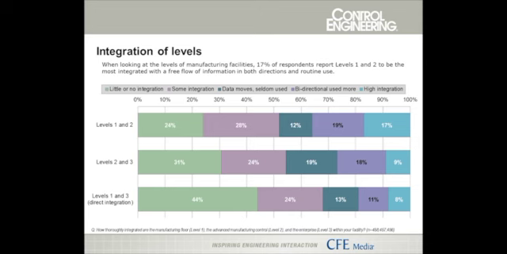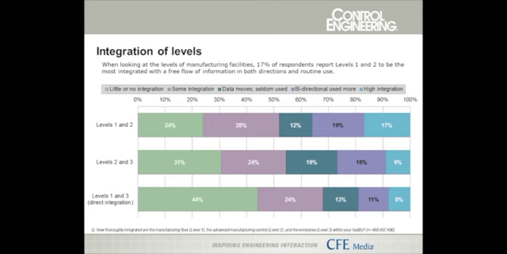Here's a bit about the study on information integration, a key element of IIoT and Industry 4.0. This is a complex graph, so I'm going to take a minute to explain. Looking at information integration, where level 1 is the plant floor, level 2 is advanced manufacturing control, and level 3 is the enterprise, there are many opportunities for improvements in information integration.